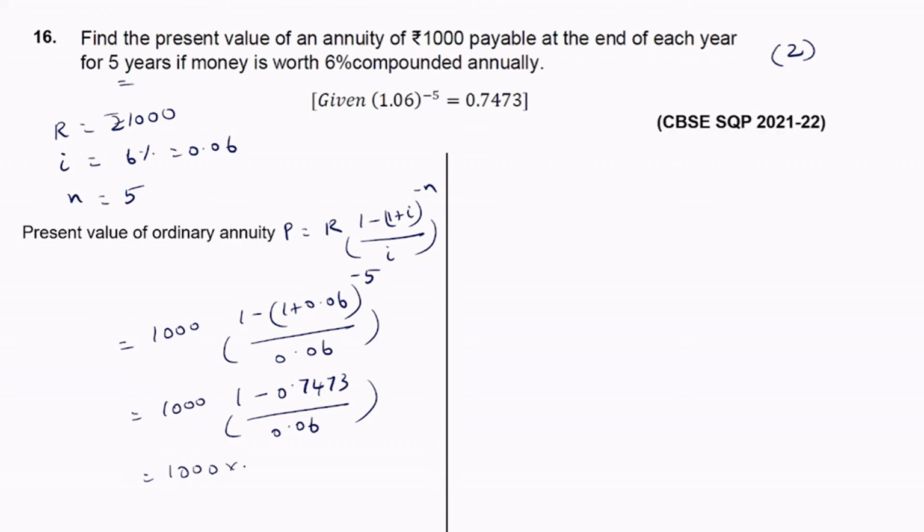So this is 1000 into 0.2527 upon 0.06. From this we get P is equal to this. When we simplify, we get it as 4211.67 rupees. So this is the present value of ordinary annuity of rupees 1000, which is payable at the end of each year for 5 years when money is worth 6% compounded annually. This question carries 2 marks.